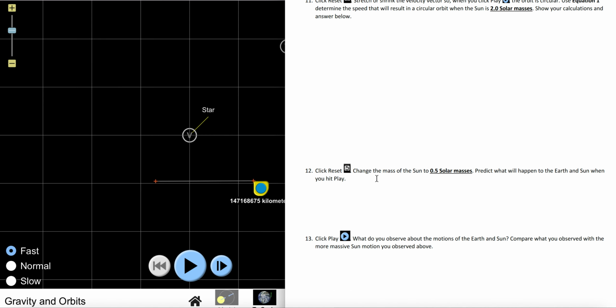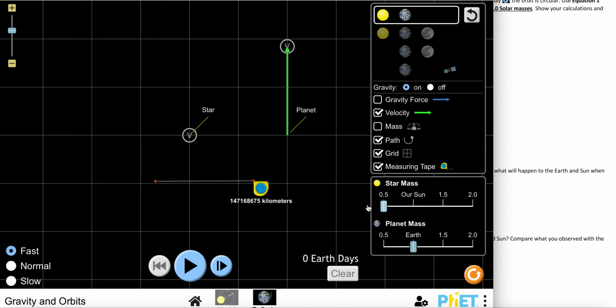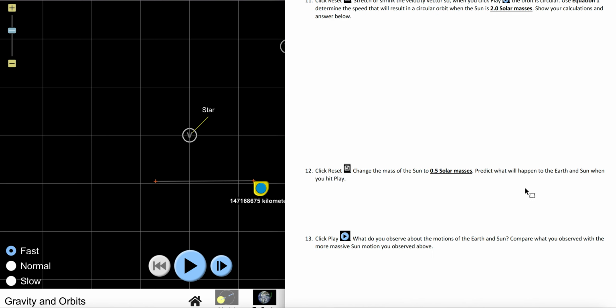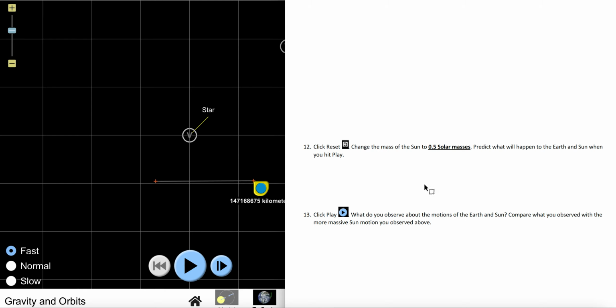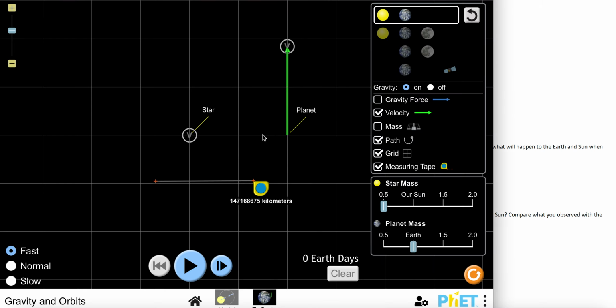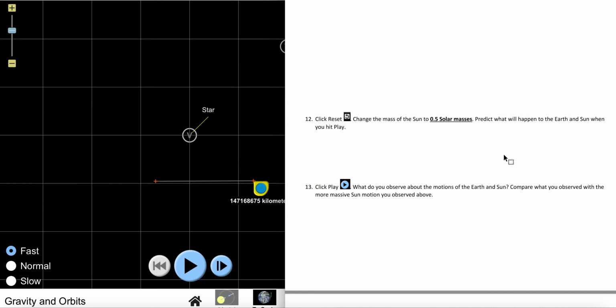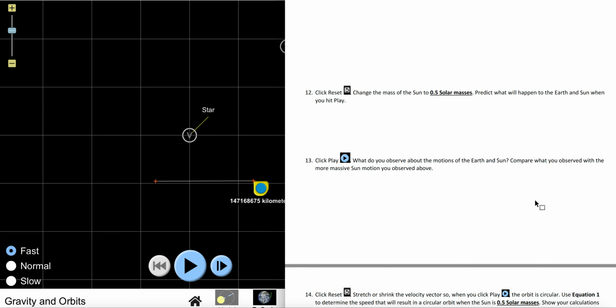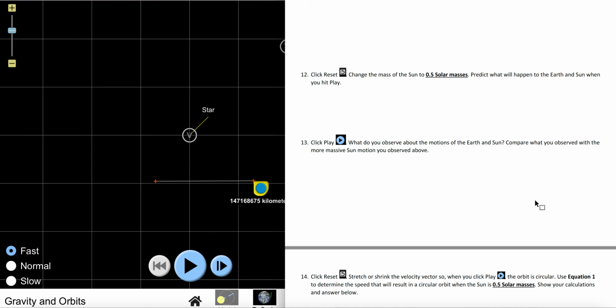Then you're going to go over to the smallest mass that the simulator allows, which is 1/2 the mass of the sun. Those are the extremes, half to double. Same sort of thing. Leave nothing changed about the Earth's position, the default Earth position. Go ahead and click play. See if your prediction is correct.